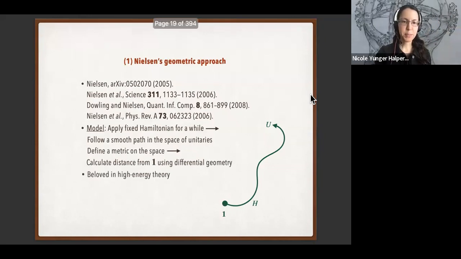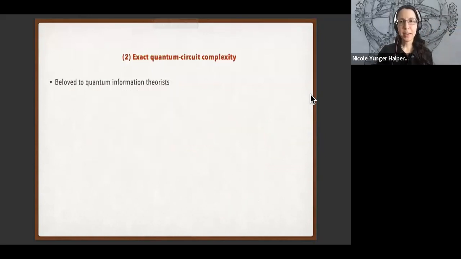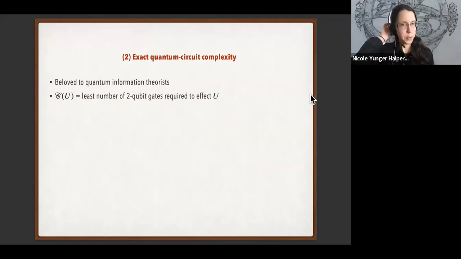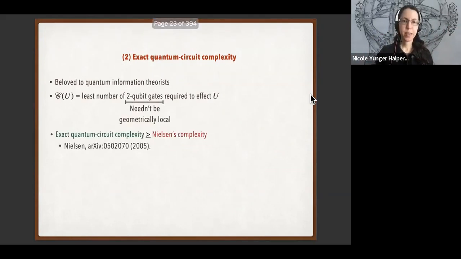Because of that differential geometry, this method is beloved in high energy theory. There's a related method for quantifying complexity that's beloved in quantum information. I'll call this the exact quantum circuit complexity. Let U denote an n-qubit unitary. Let's define C of U as the smallest number of 2-qubit gates that we need to implement that unitary. These gates don't have to be geometrically local. The exact quantum circuit complexity has been shown to upper bound Nielsen's complexity.